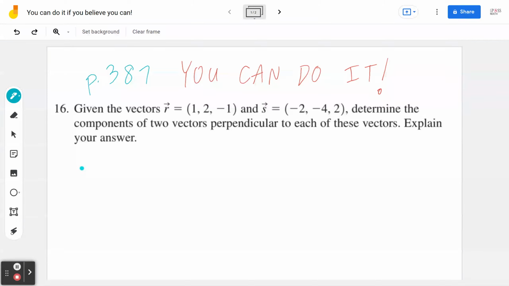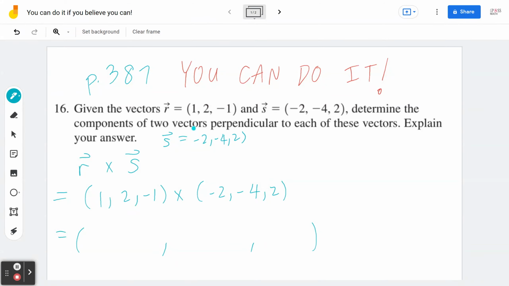What that means is you can take vector r, cross this with vector s. So in this case, it's going to be 1, 2, negative 1, and you're crossing it with negative 2, negative 4, and 2. And when you cross these two vectors, the way you think about it is like this. Copy the second vector underneath the first vector. So you're looking at this box in blue, and you cover the first column, and you take the product of 2 times 2, and you subtract the product of negative 4, negative 1. So 4 minus 4.